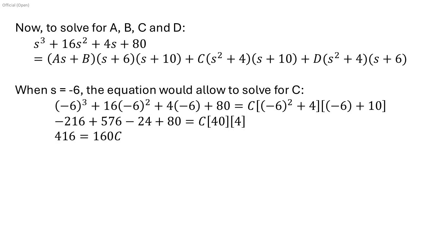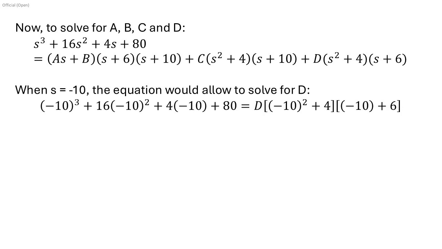This gives 416 on the left-hand side, and 160c on the right. Hence, c equals 416 over 160. Which is simplified to 52 over 20, then to 13 over 5. Remember to keep this value as a fraction, and not a decimal value.